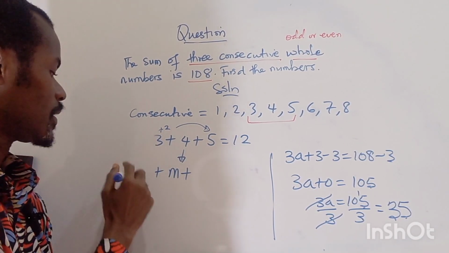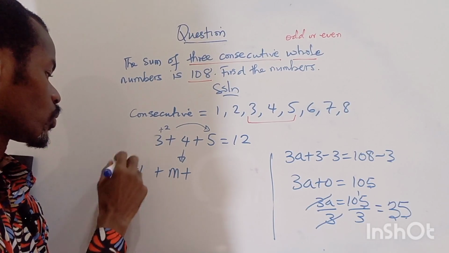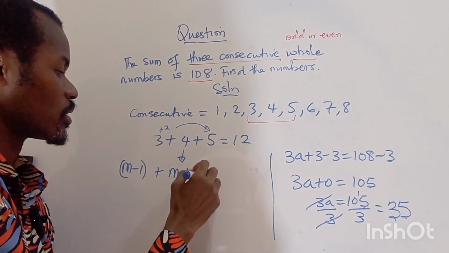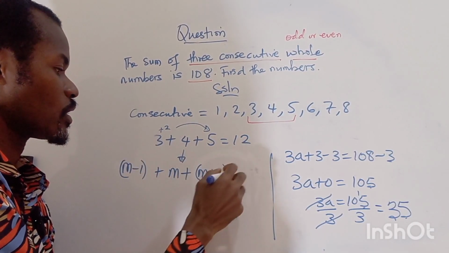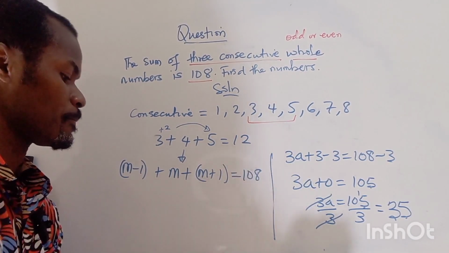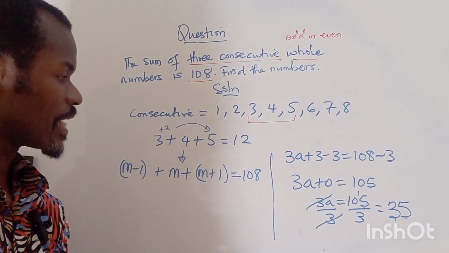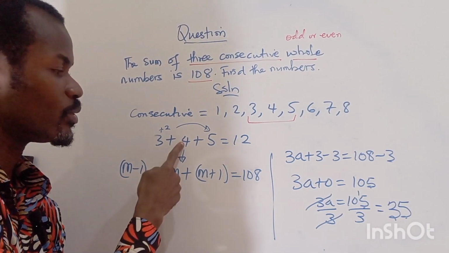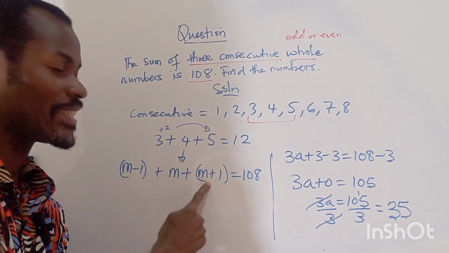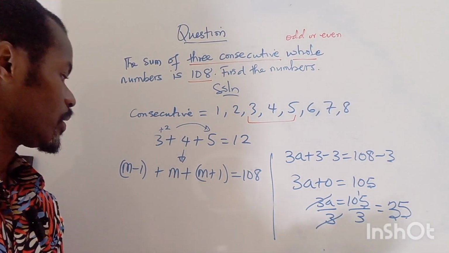So what would this be? This is going to be M minus 1, and this is going to be M plus 1, which is equal to 108. Now in this case, you are solving for the middle number first before you can get this and this. Okay, let's quickly do this.